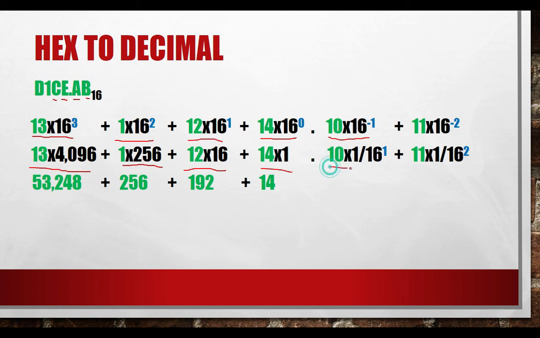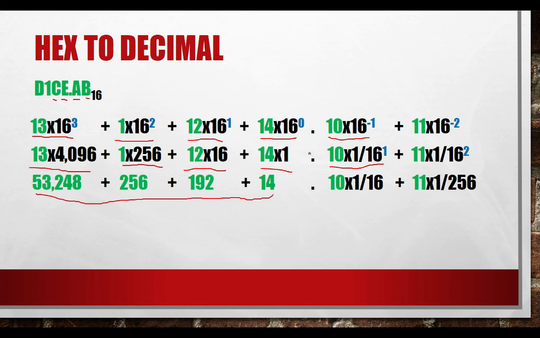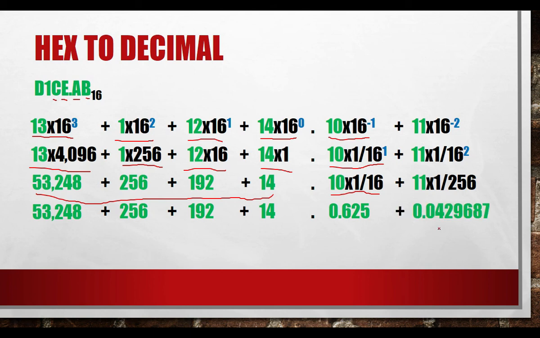Now let's move on to solving our fractional part. This will give us 10 times 1 over 16 plus 11 times 1 over 256, because 16 squared is 256. Okay, so we are through with our whole number part, so we will just copy everything from there. And now let's start solving this part. So this gives us 0.625 plus 0.042967.